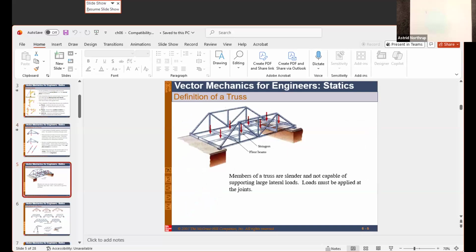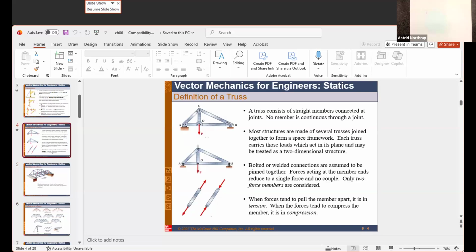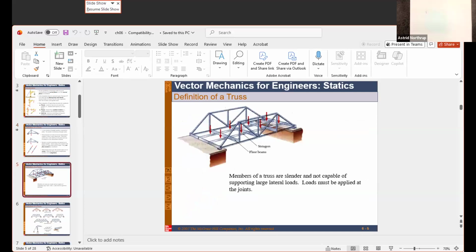So A and D, and B and D are both in compression in this case, because... Maybe. To me, I mean, they'll either be, no, they could be both. Let me show you some more trusses and we'll take a look at this, okay?